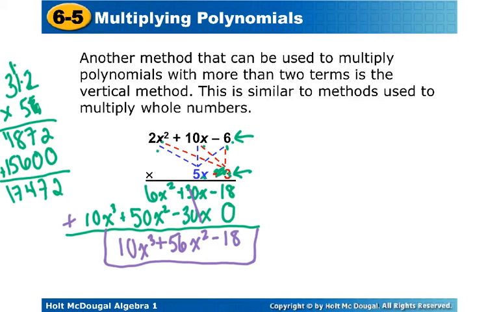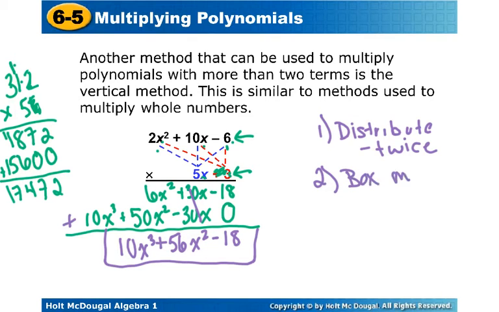So there's 3 methods you can use. You can either 1, distribute twice. 2, you can use the box method. Or 3, you can do the vertical method. Now, I don't care what way you do it, just as long as you do the work.